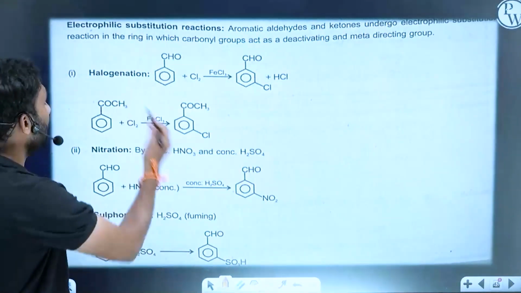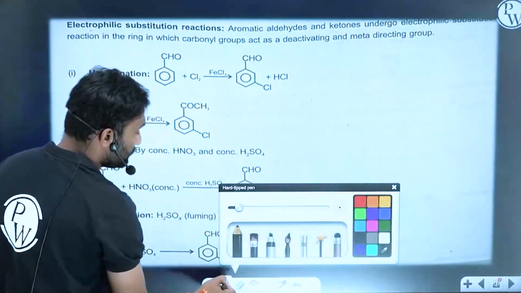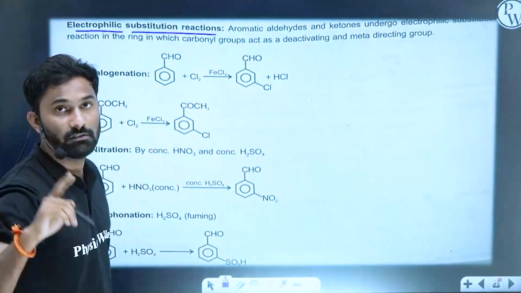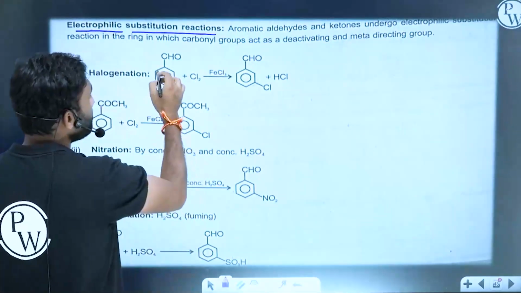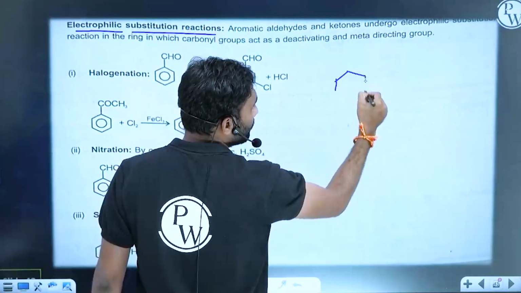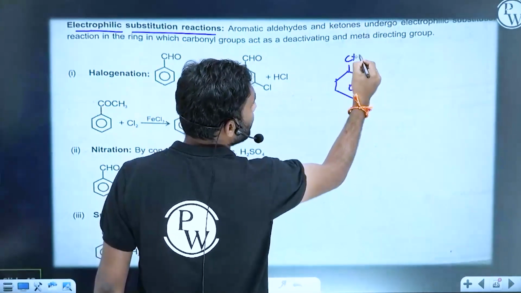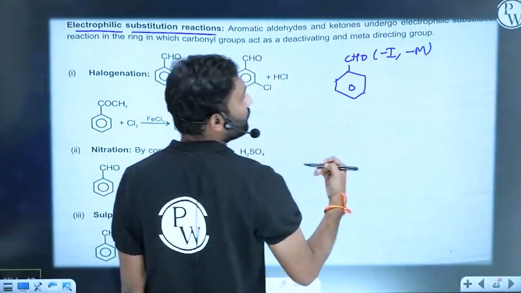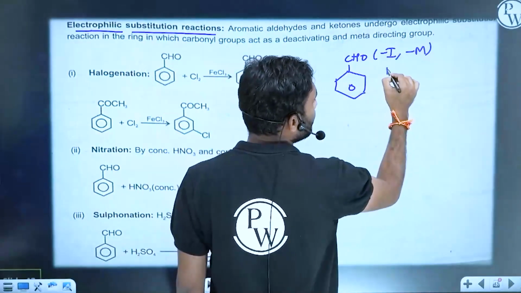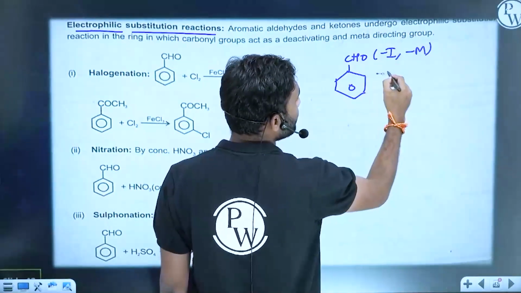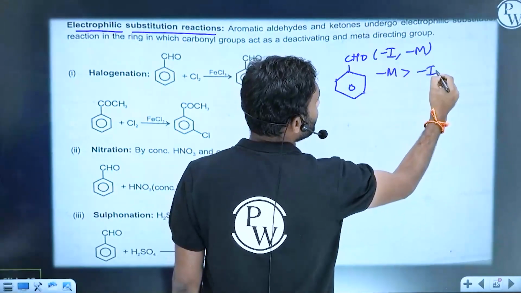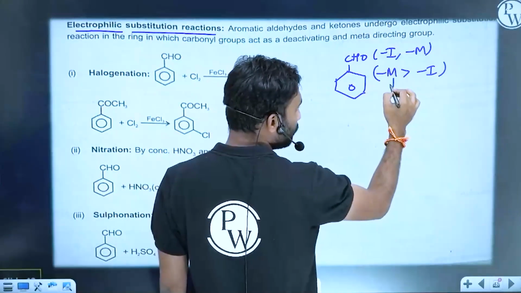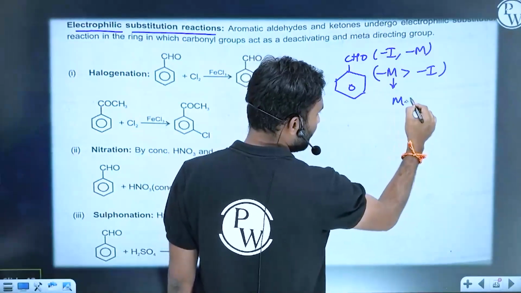Next we are going to see the electrophilic substitution reaction. Electrophilic substitution reactions are very, very important. Now this is the aldehyde group. The aldehyde group has minus I as well as minus M effect, but minus M is more dominating than minus I. Minus M groups are meta directing groups.